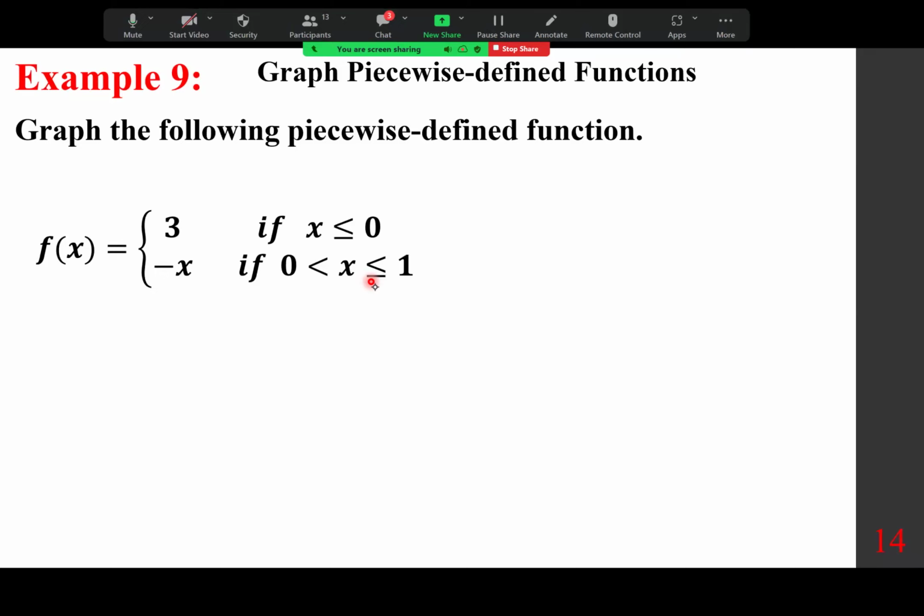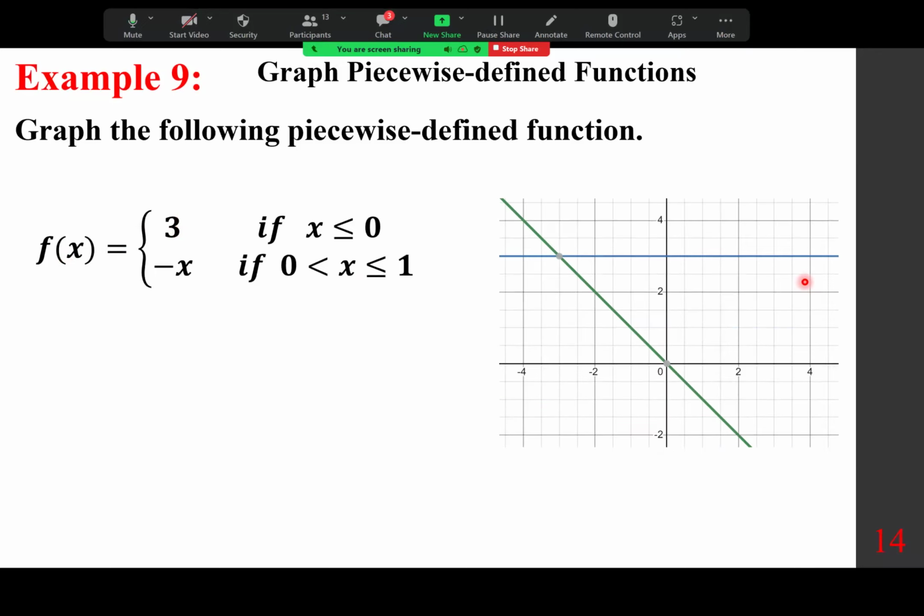So in short, we graph the first one, y equals 3, which is a horizontal line, and y equals minus x, which is a line that goes through the origin. So this is y equals 3. This is y equals minus x. Now we're going to put them together by looking at the restriction.